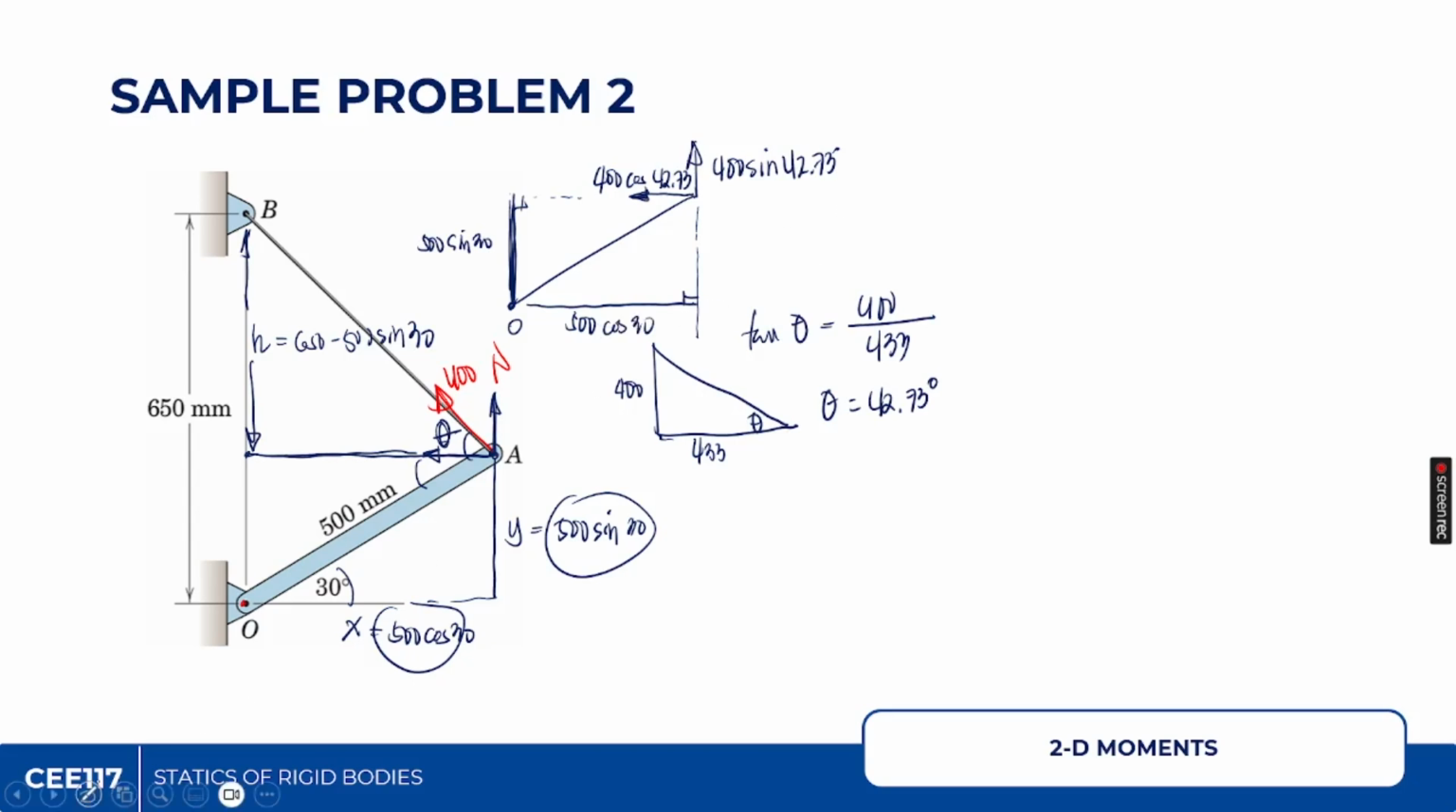So, diretso na. Okay? So, we have here the moment. That is 400 cosine of 42.73. Tapos, your perpendicular distance niya would be 500 sine 30 plus, ito naman, 400, that is sine 42.73. Then, your perpendicular distance niya would be this one, 500 cosine of 30.